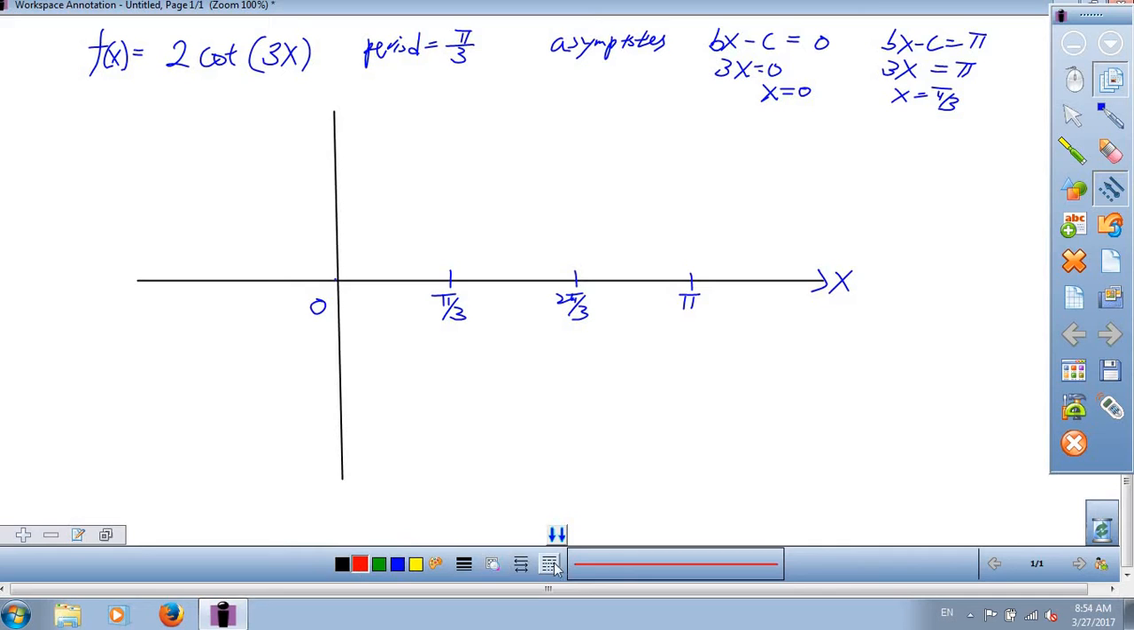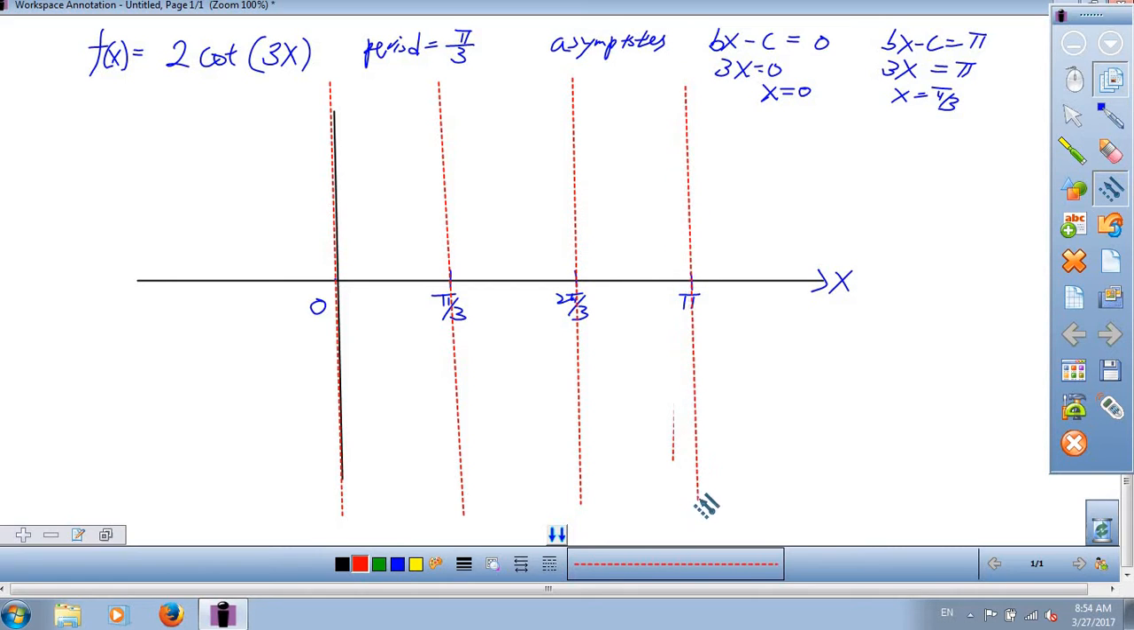Alright, so let's mark our asymptotes. Our first asymptote is going to be at 0, and the next one is going to be at pi over 3. The next one is going to be at 2 pi over 3, and the next one is going to be at pi. Once we determine this, it's going to be very simple, because we have no vertical shift, so at the middle point the graph will pass through the midline, which is 0 in this case.